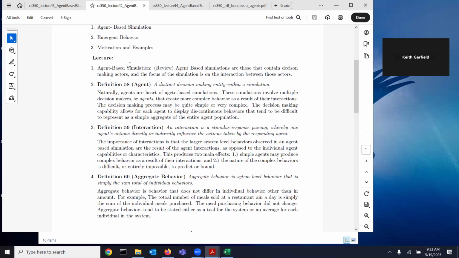So with my example, the total number of meals sold at a restaurant is just the sum of the individual meals, right? It's an aggregate. If you are tallying up your sales at the end of the night, it's: we sold this many, this many, this many. Okay, that's how much we sold of everything. That's how much money we have. It's just adding things up. Again, as opposed to, say, the ants crossing a stream. There's no way an individual ant could get across the little stream, but the colony can. So it's a new behavior.